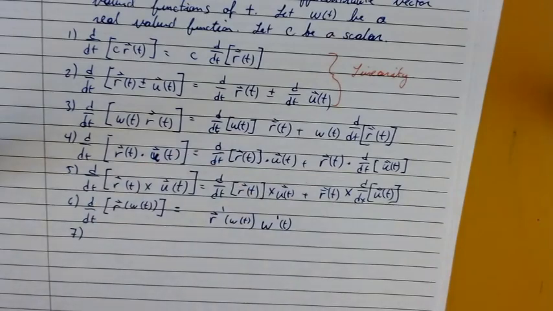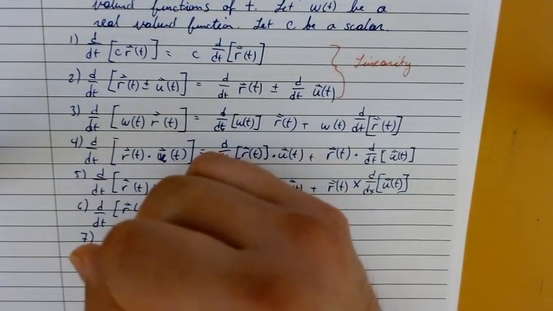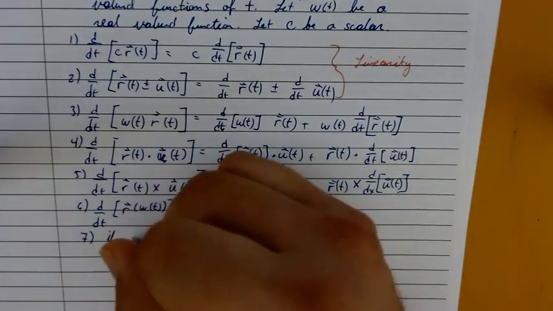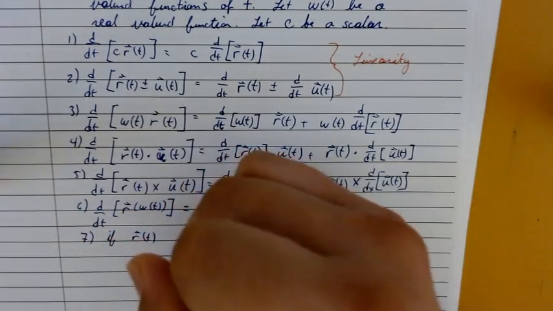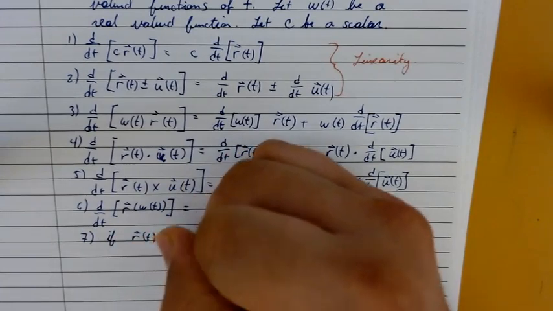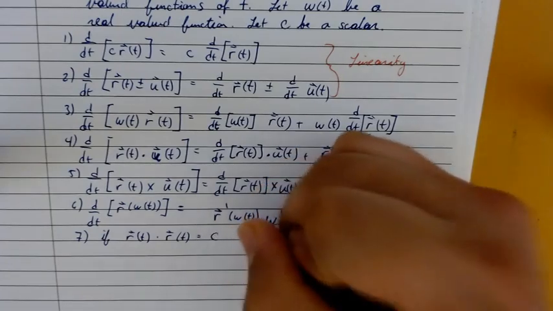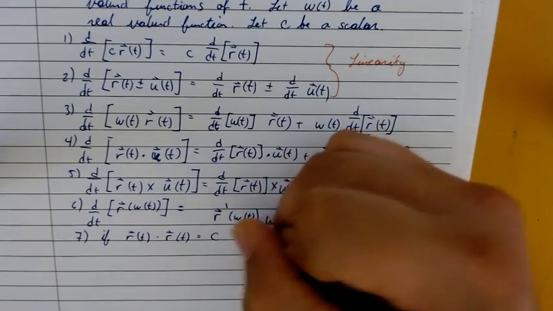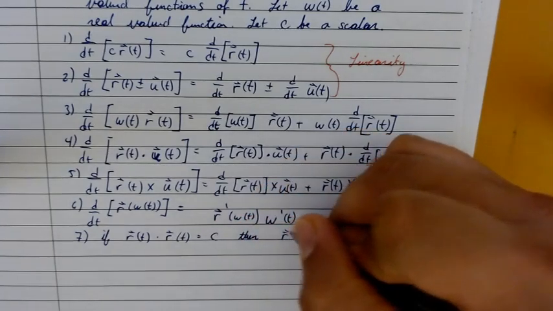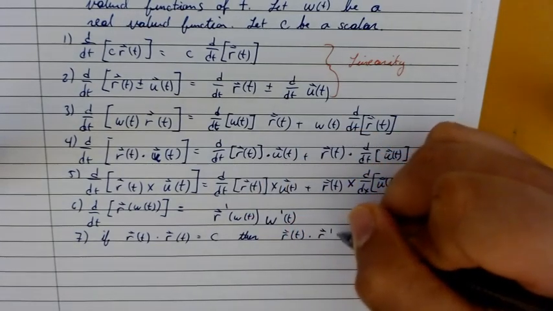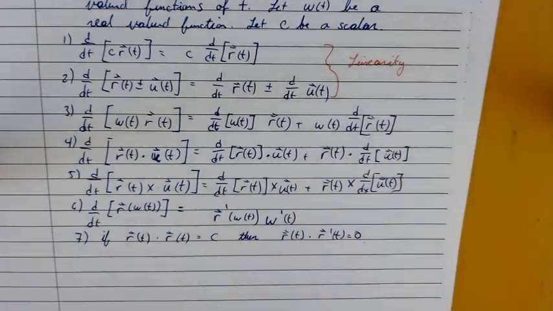And finally, property number 7 seems a little out of place, but it is true and does fit in with these. If r prime of t dotted with itself is equal to c, then that implies that r of t dotted with the derivative of r of t is equal to 0.